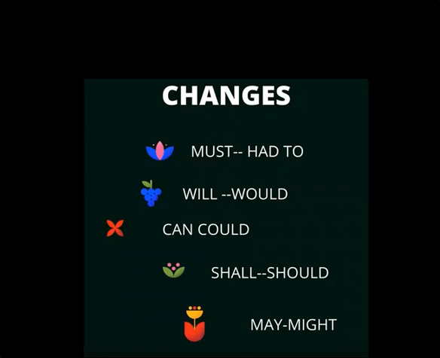Many of the students would get confused with the first word, must. Try to learn it by heart. Must changes into had to. Just write it in your notebook. Must always changes into had to. And will changes into would, can to could, shall to should, may to might. And other changes are really easy. You can understand.